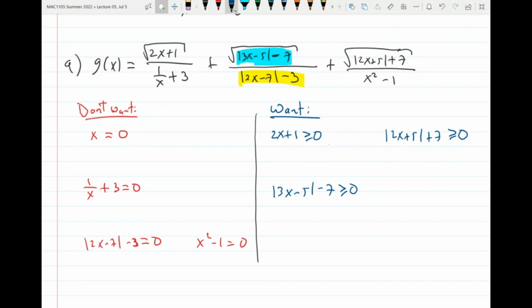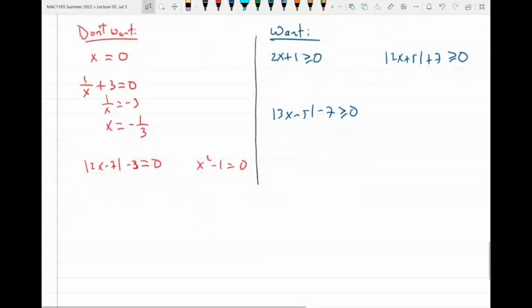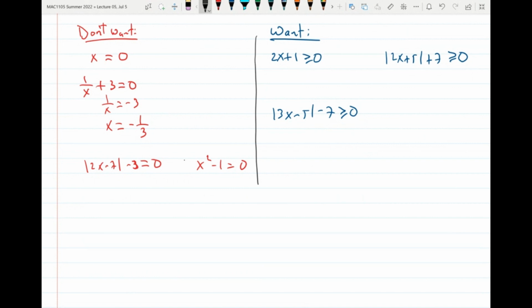Okay, so then let's do it. So let's see. Okay, x equals 0, that's already there. Then, I mean, we already did these ones. So here we get 1 over x is -3, so x is -1 over 3. So 0 is something that we don't want. -1 over 3 is something that we don't want. Now let's figure out this other 2. So this one is an absolute value equation, right? So to solve it, we need to use the techniques that we have discussed. So move the 3 to the other side, and then we get 2 equations.